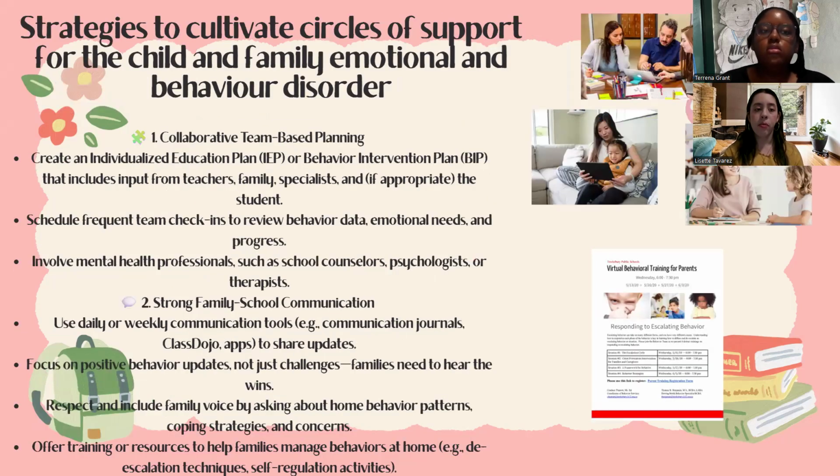Next. Strategies to cultivate circles of support for the child and family with emotional and behavior disorder. Number one, collaborative team-based planning. Create an individualized education plan, IEP, or behavior intervention plan, BIP, that includes input from teachers, family, specialists, and if appropriate, the student. Schedule frequent team check-ins to review behavior data, emotional needs, and progress.